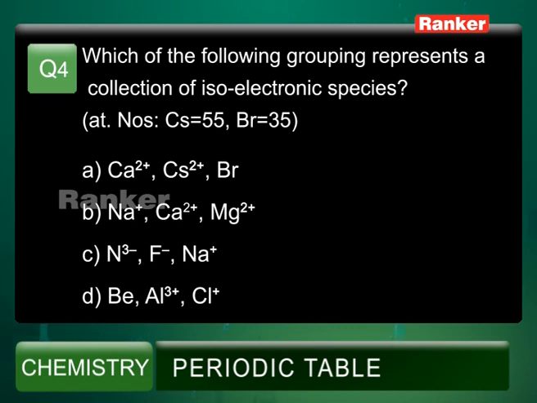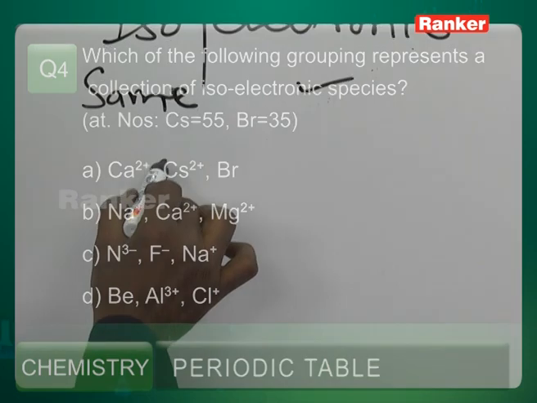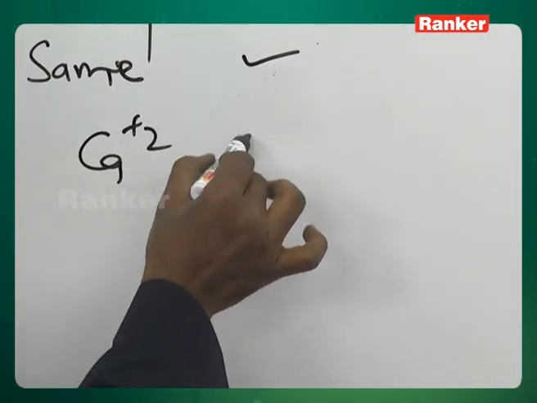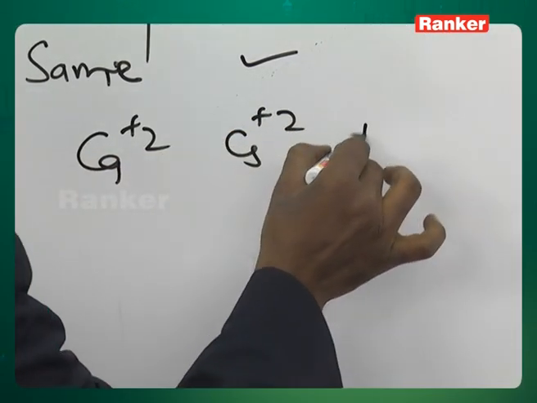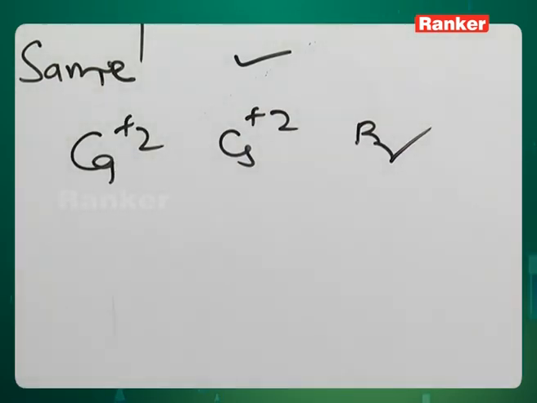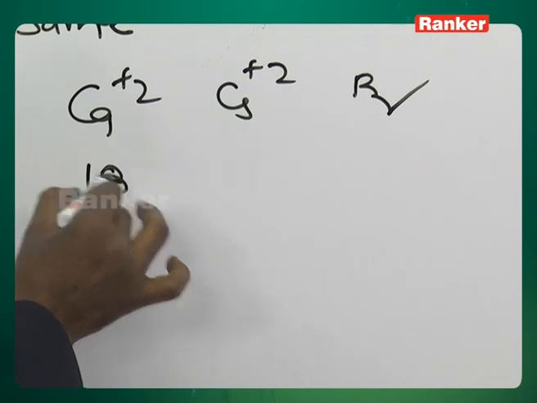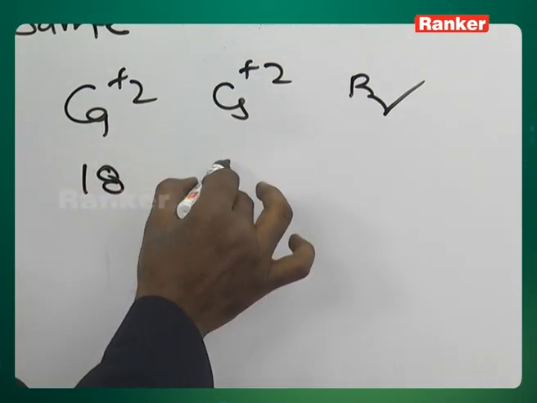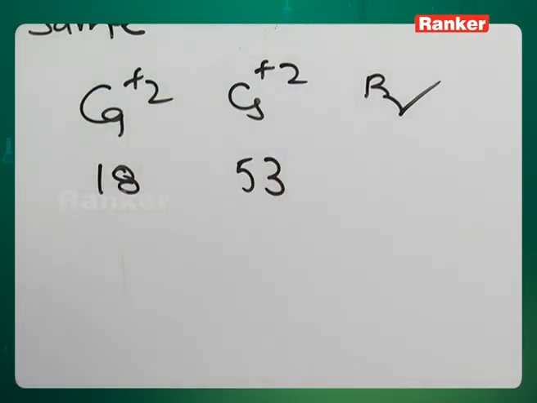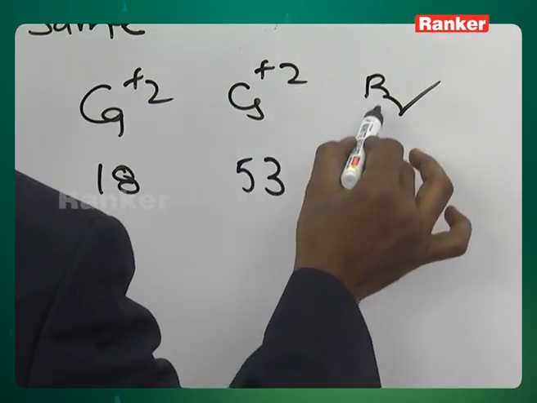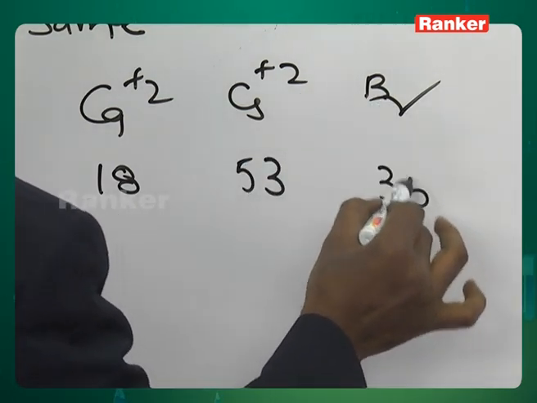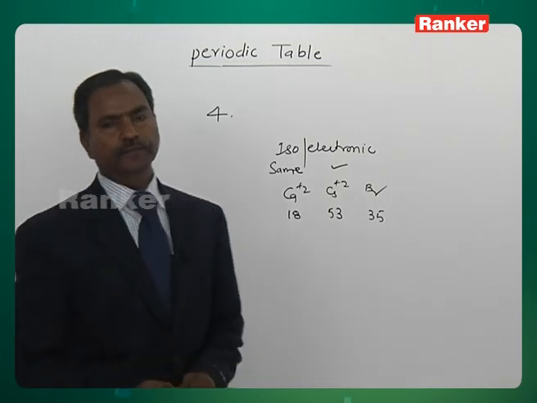Option A is given as Ca plus 2, Cs plus 2, and Br. The atomic number of calcium is 20, so the number of electrons here is 18. For cesium it is 55, therefore it becomes 53. Bromine is given in its atomic state, atomic number 35.